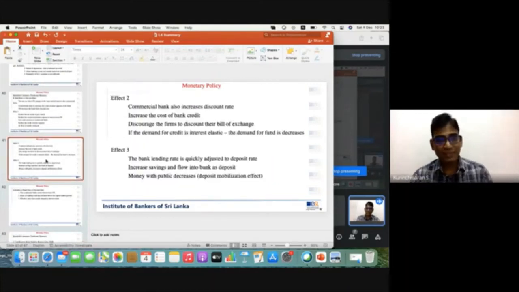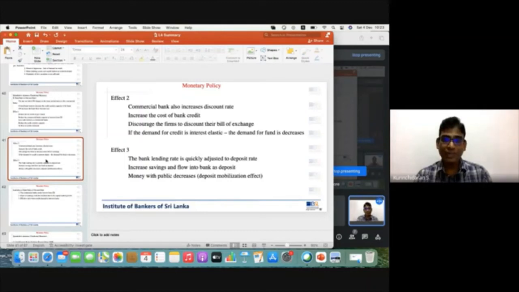What will happen? Effect two: the commercial bank also increases the discount rate. When the central bank increases the rate, the commercial banks follow it. They will increase the rate because now their cost is high, so the cost of credit will go up. That means the lending rate will go up. When the lending rate goes up, it discourages the firms from discounting their bills of exchange. So they don't come and borrow from you by discounting their bills of exchange, right?